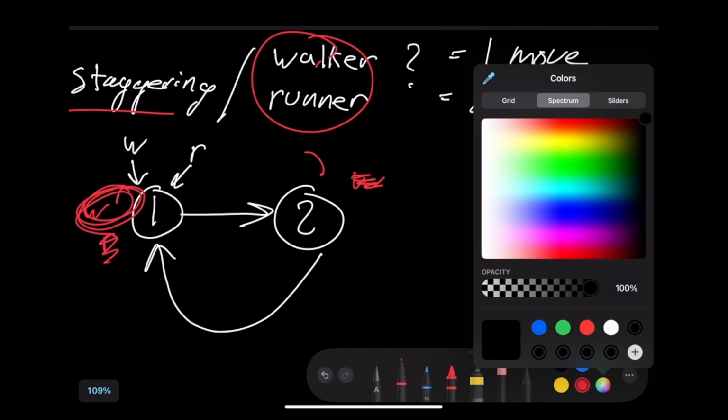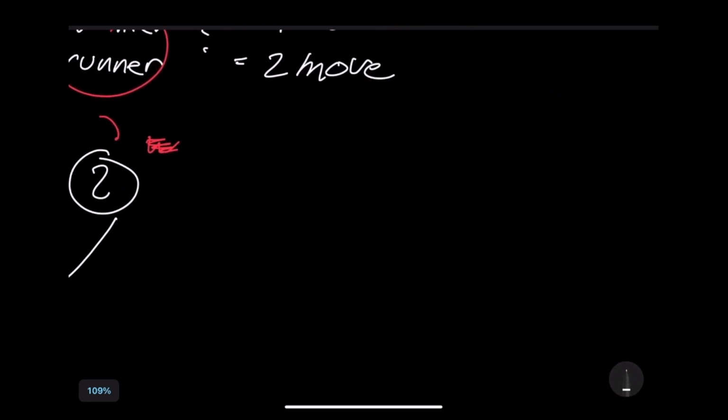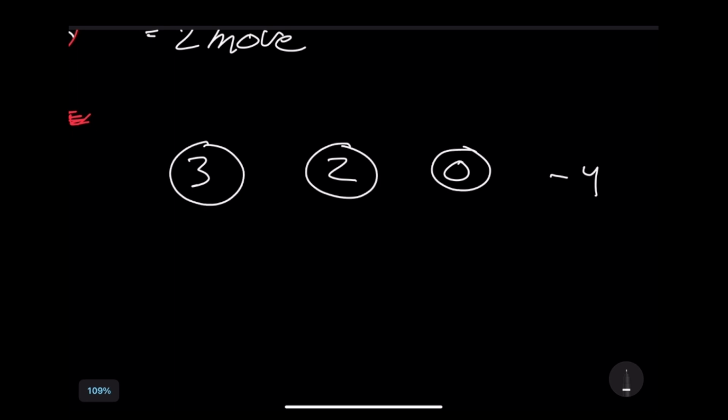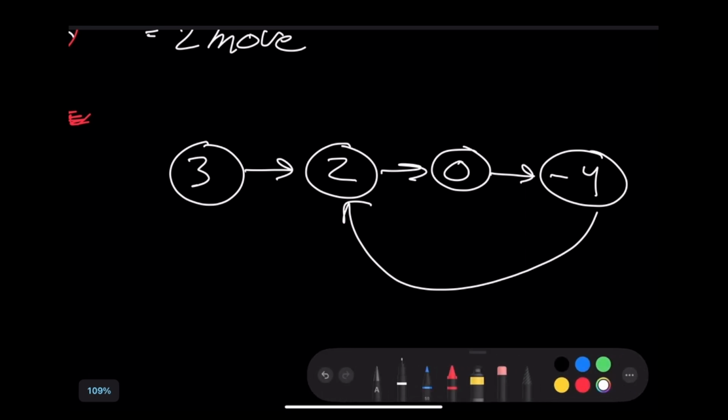Let's see if this works for the other case, and if it does, I think this is a good solution. So the other one was, I think it was like 3, 2. The actual numbers don't matter at all. And I think it went like this, right? Yeah. So let's see if the walker and runner work here.